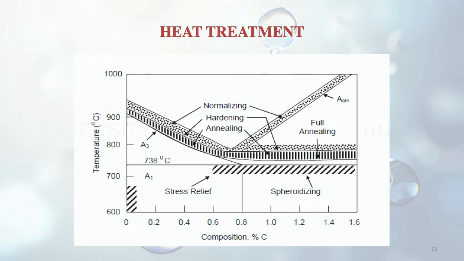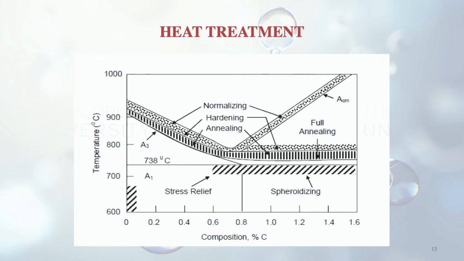If you see the left hand side where the temperature axis is, you can see 900 degrees centigrade. All of these three processes start near about this temperature, but the difference is that the normalizing temperature is somewhat higher than the annealing one. It follows the line A3 while the cooling takes place, and this curve comes down to the eutectoid point, that is 0.8% carbon.